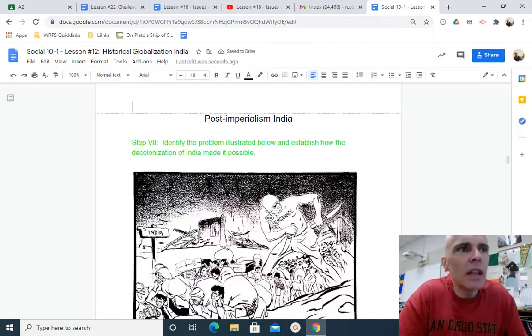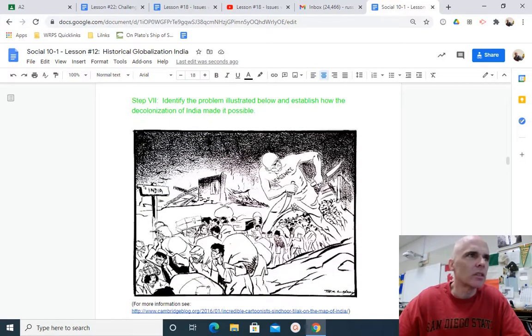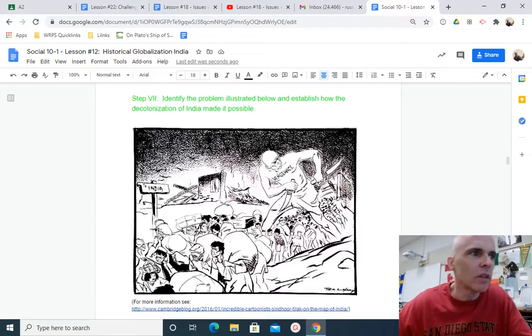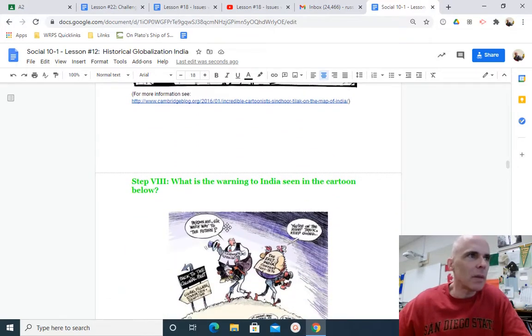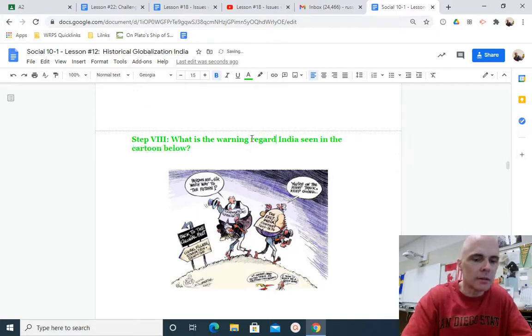Now we get to step 7 and actual decolonization, the post-imperialism India, and we have some further steps here. I want you to break down this cartoon and identify what problem is illustrated below and establish how the decolonization of India made it possible. So what is the issue that is being shown in that illustration? And why is that issue only possible because the British have left India? Step 8, what is the warning to India seen in the cartoon below? Maybe what is the warning regarding India might be better.